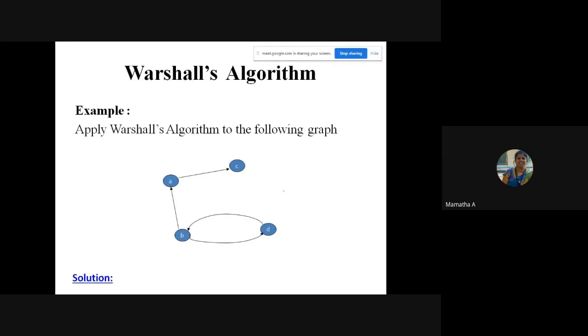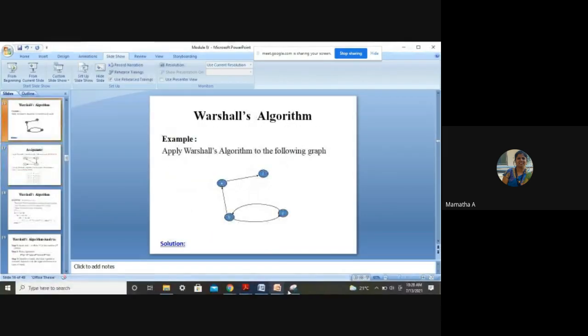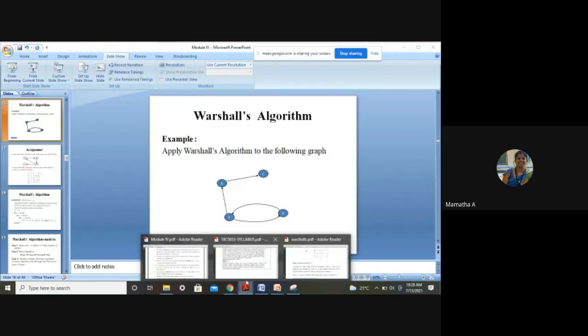Since I have named the nodes with alphabets, you can also raise to the power alphabets. You can do it, but preferably we use numbers only: R0, R1, R2, R3, R4. Let's see how to solve this. This is one of the frequently asked problems in your exams, so be careful.